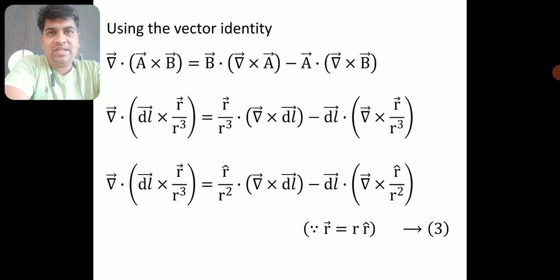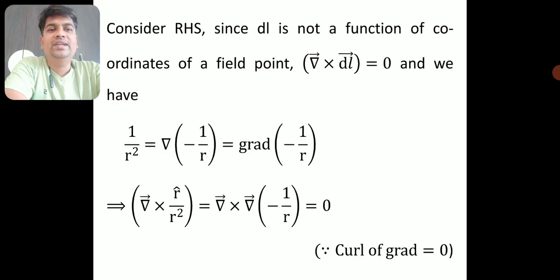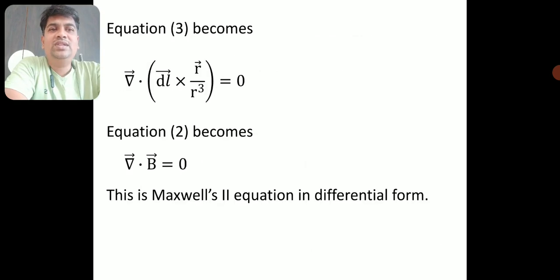The first term is 0 because dl is not a coordinate of the magnetic field. The second term is 0 because the curl of the gradient of a scalar quantity is 0. Therefore these two terms are 0. Therefore the divergence of dl cross r cap by r square is 0. Right, so I got both of them as 0.